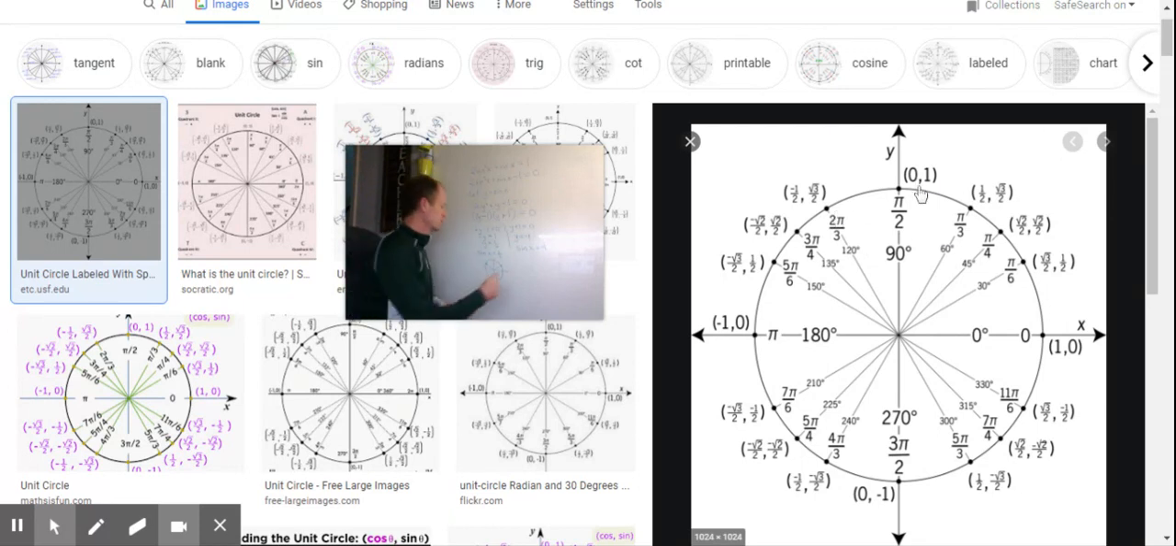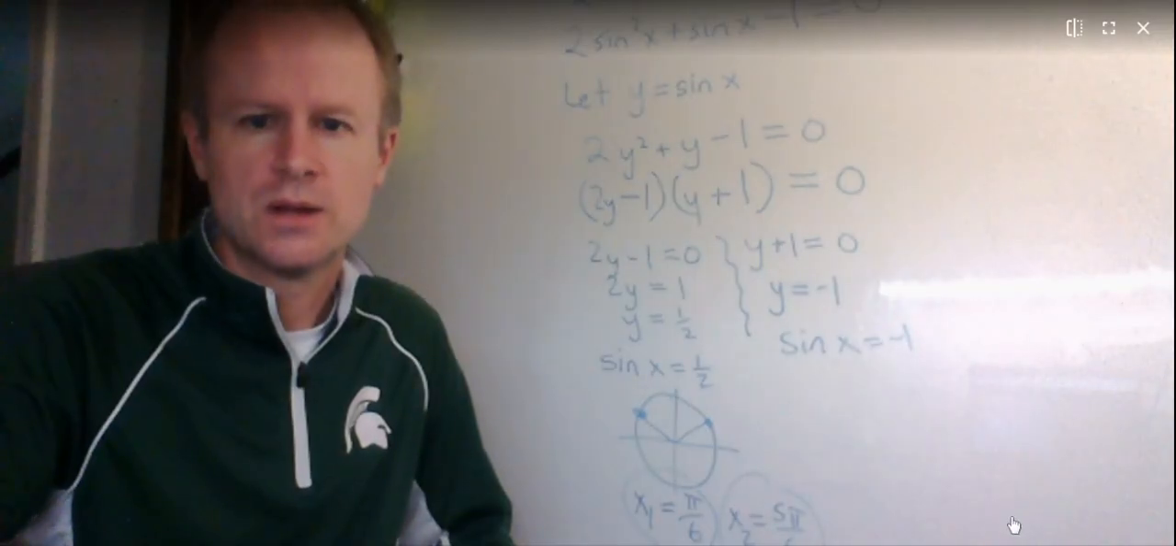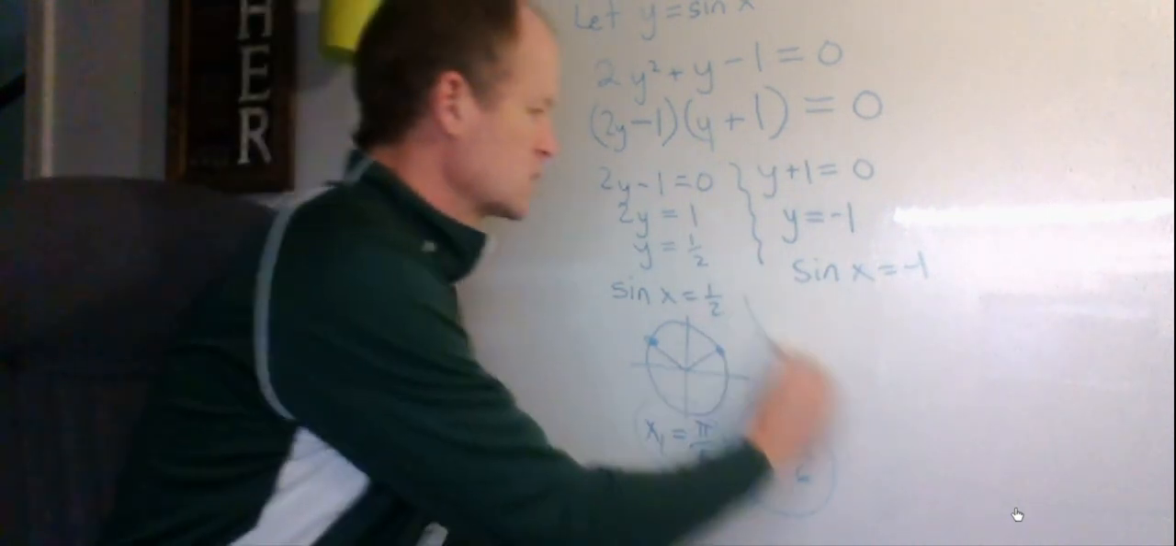So anyway, my first two solutions are going to be x1 is pi over 6, and x2 is going to be 5 pi over 6. And I could use those rules like before. I realize I've got to make this bigger for you. There you go. Now you can see it a little better. So pi over 6 and 5 pi over 6 are my first two solutions.